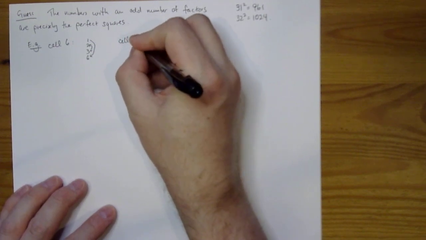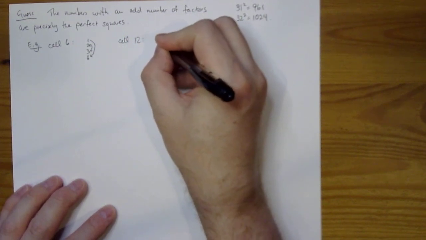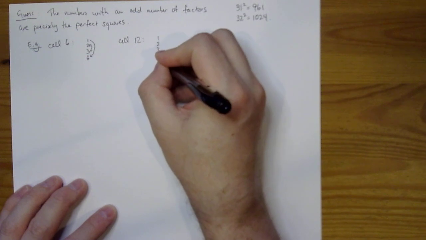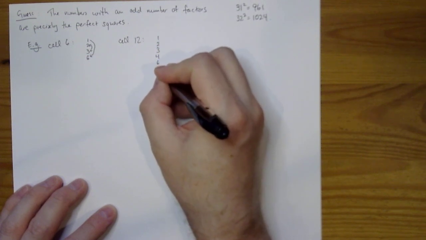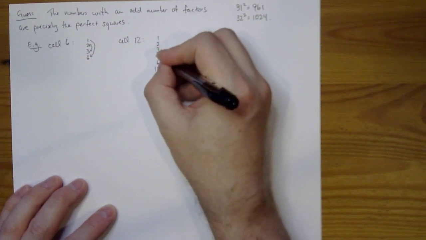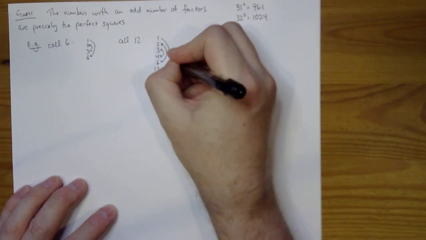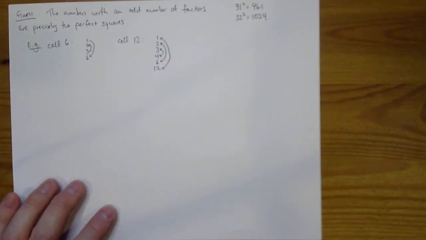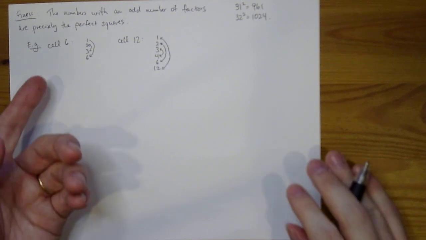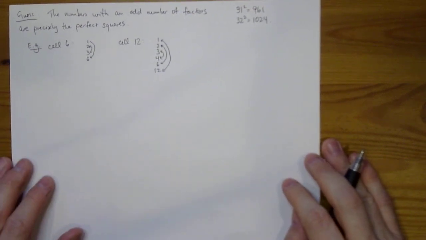You could do cell 12 if you want, just for another example. 1, 2, 3, 4, 6, and 12 are the factors. And again, there's this pairing off where 3 times 4 is 12, 2 times 6 is 12, and 1 times 12 is 12. Now this looks like the diagram. And both of these are examples of integers that have an even number of factors.